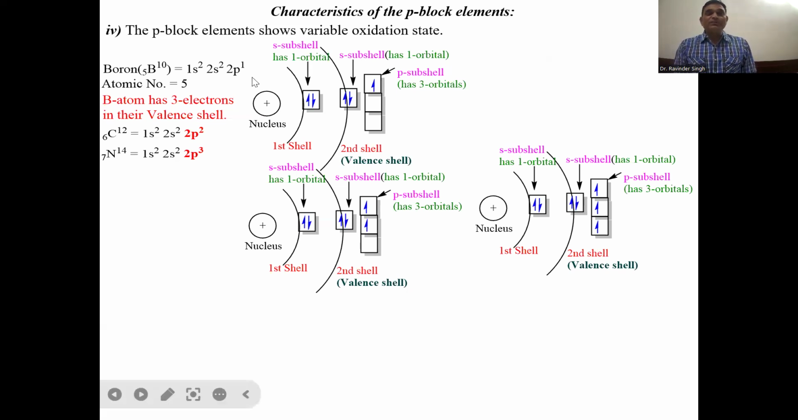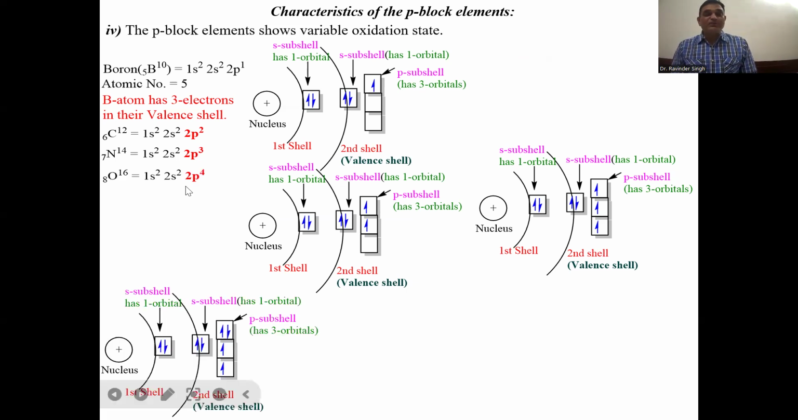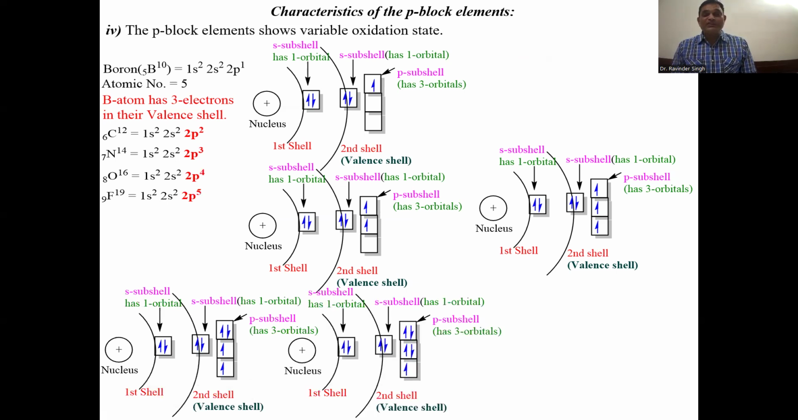In the valence shell of boron, there are 3 electrons. In carbon, there are 4 electrons. In nitrogen, there are 5 electrons, with the difference being the number of unpaired and paired electrons. In oxygen, there are 6 electrons in their valence shell. In fluorine, there are 7 electrons in their valence shell. In neon, there are 8 electrons in their valence shell.